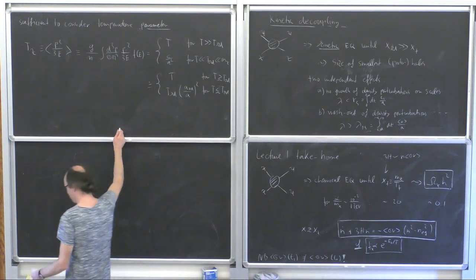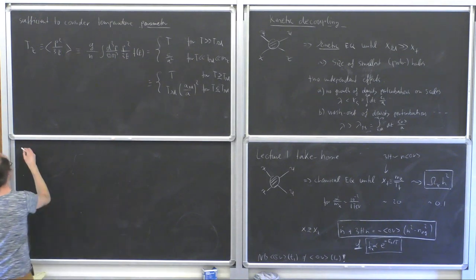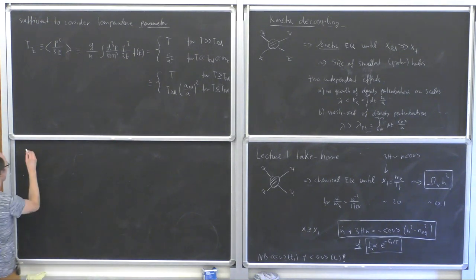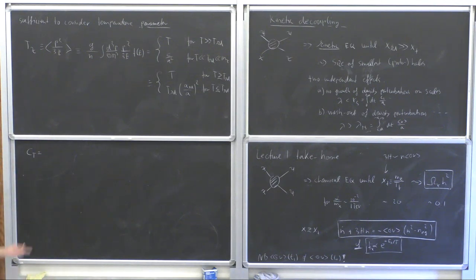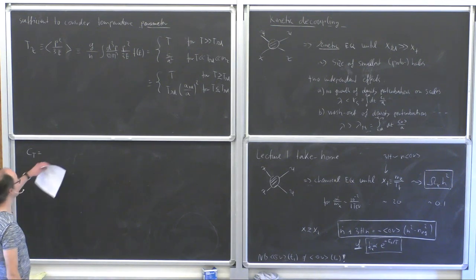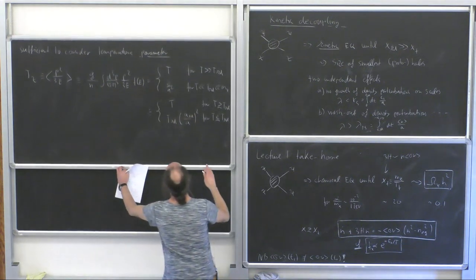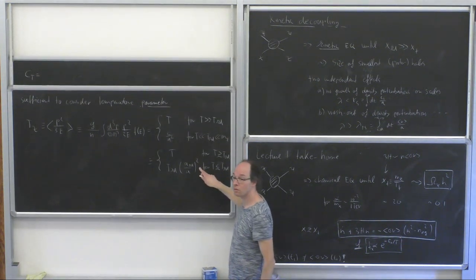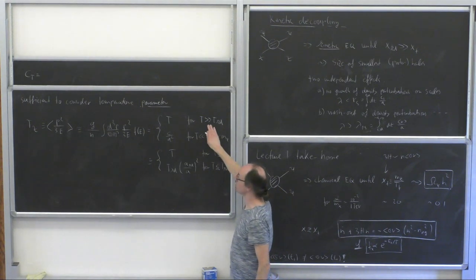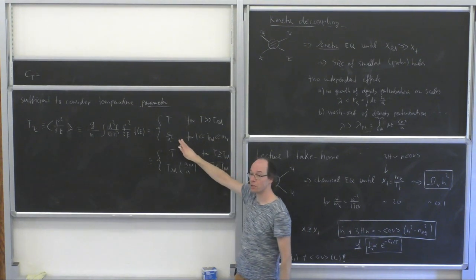Okay, so then let's take a look at the Boltzmann equation. We can introduce a collision operator for the second moment, which, yes? From this one to this? Yes, so this was just a very generic argument.